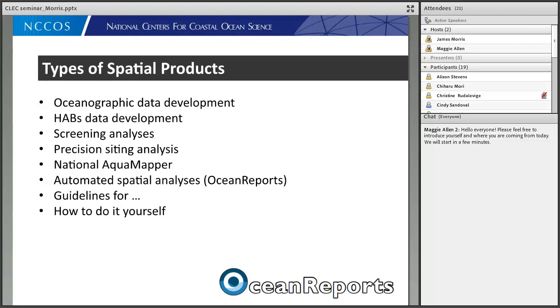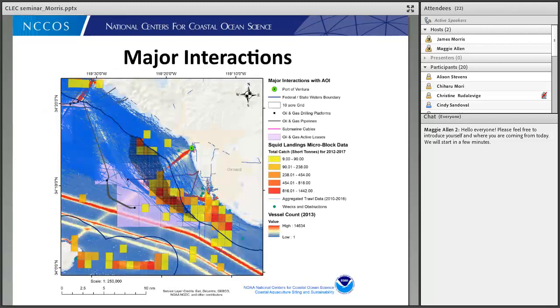Oceanographic data, working with harmful algae blooms and spatial data development, mostly for federal and nearshore waters in Florida. Screening analysis, precision siting analysis. We've developed a national aqua mapper, which is a data warehouse for aquaculture relevant spatial data. We've worked to automate the spatial planning process, which I'm going to report back to you today on this OceanReports tool. We've developed various guidelines documents to help folks that want to do it themselves or develop an aqua mapper for state waters. We have guidelines that we can provide to you for that and to do it yourself.